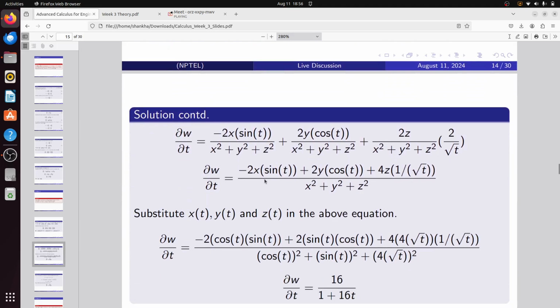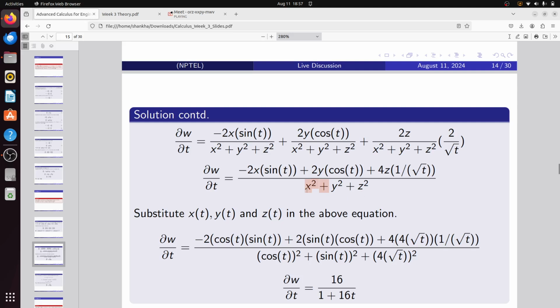Now you just multiply the above and take the partial sum. You just add them up. So that will be minus 2x sin t plus 2y cos t plus 4z into 1 over square root of t, divided by x square plus y square plus z square.